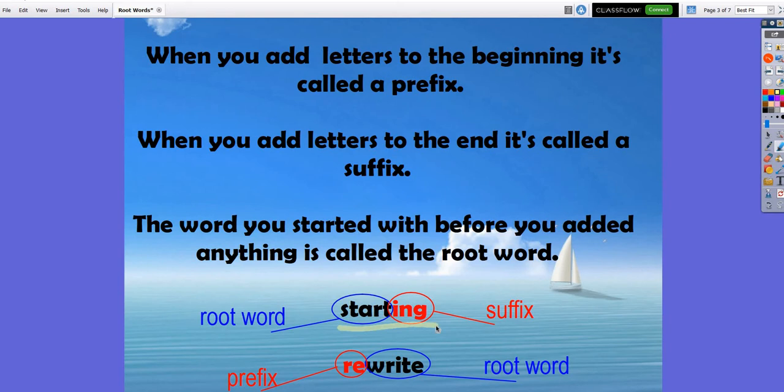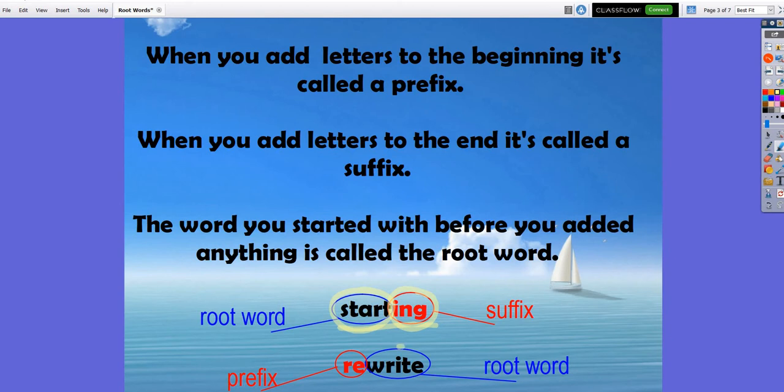In starting, the root word, remember, was start. That was the word that we started with. And then we added a suffix at the end, because when you add letters to the end, it was called a suffix. And we added ing to make a new word. We turned start into starting.